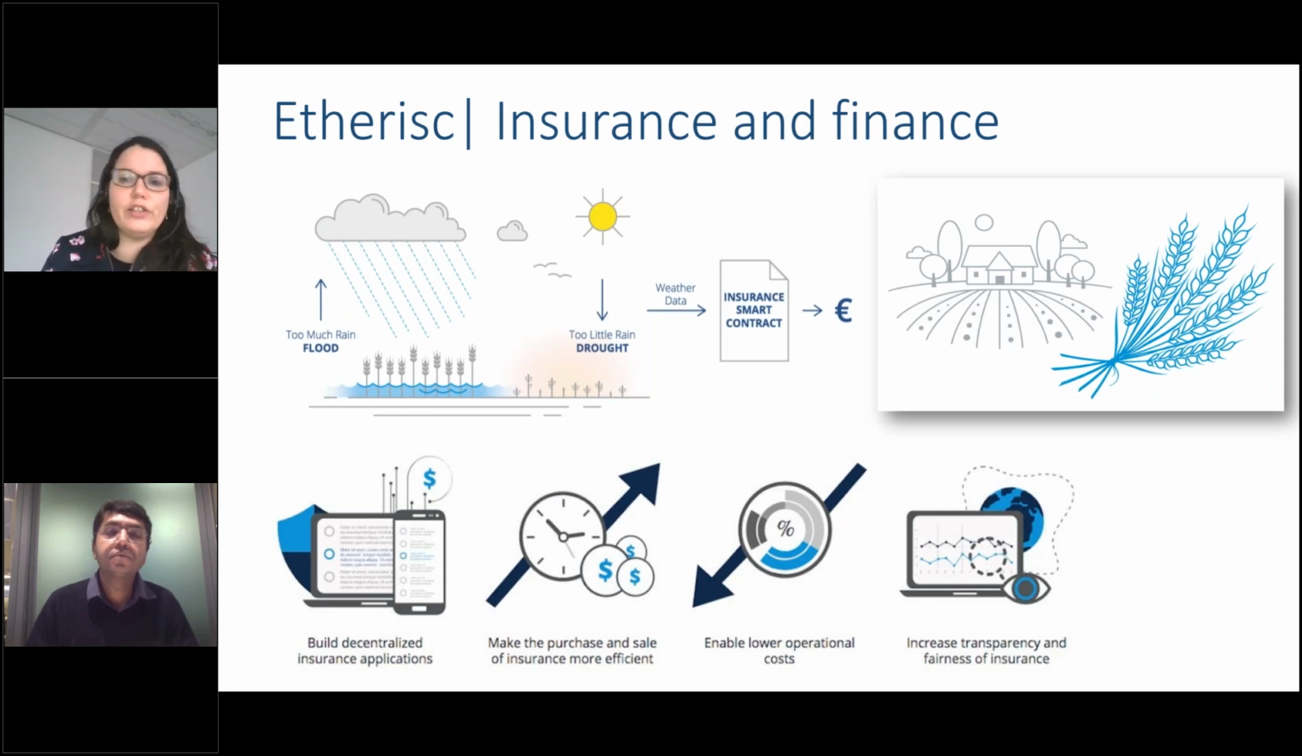So you also see this in other types of insurance sectors. So you can also see this in healthcare emerging, for example. But this is a type of agricultural insurance.